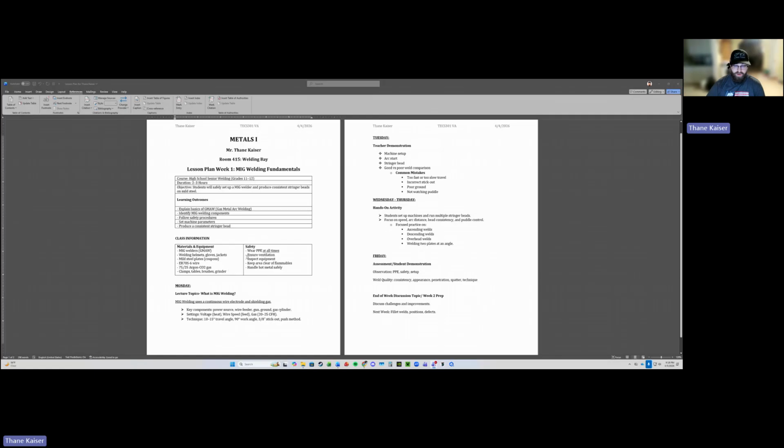For our safety portion of this lesson plan, we want to advise students to always wear PPE at all times, ensure that there's proper ventilation, inspect all of our equipment, keep our area clear of anything flammable, and also make sure that we're handling our hot metals safely.